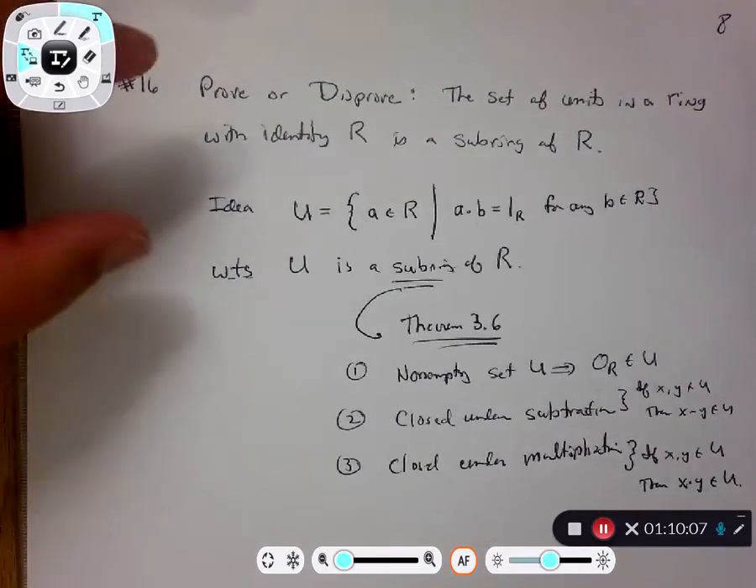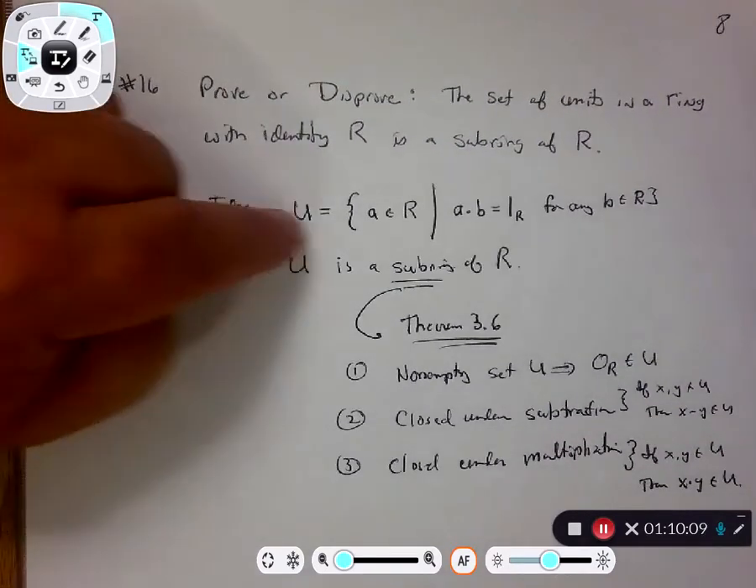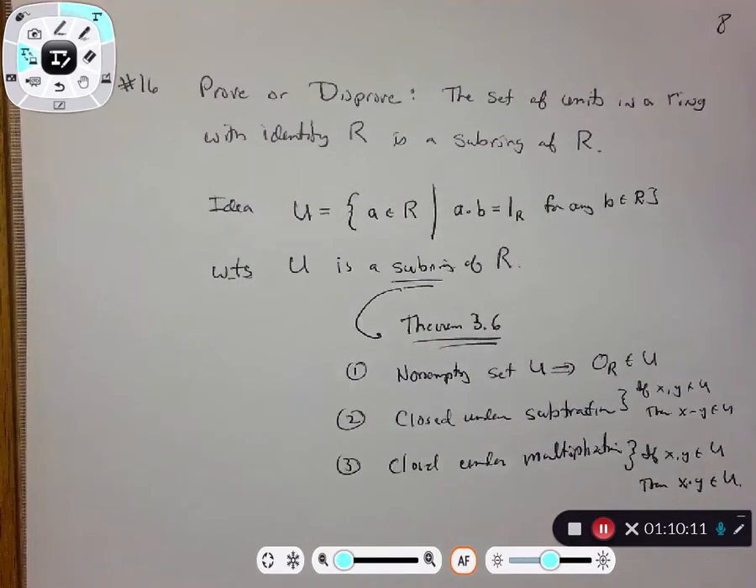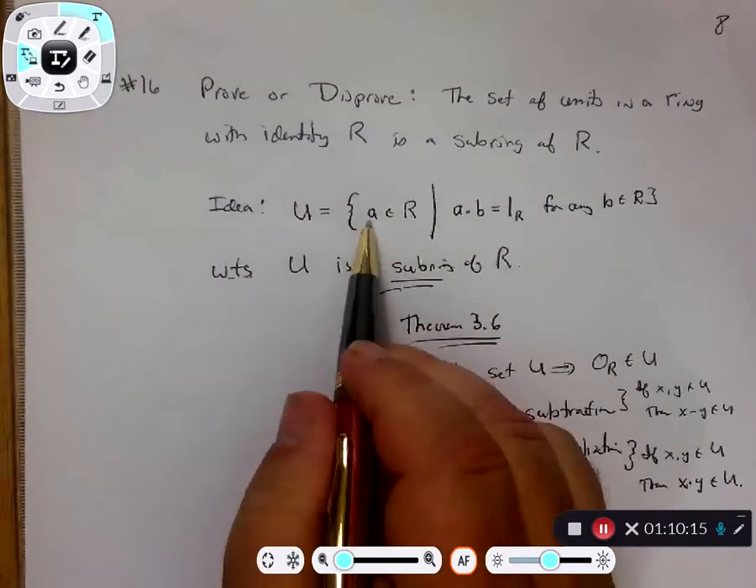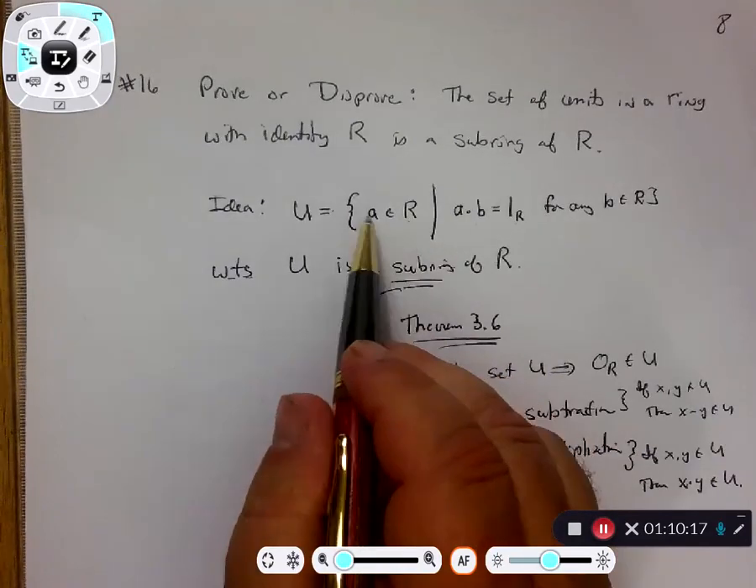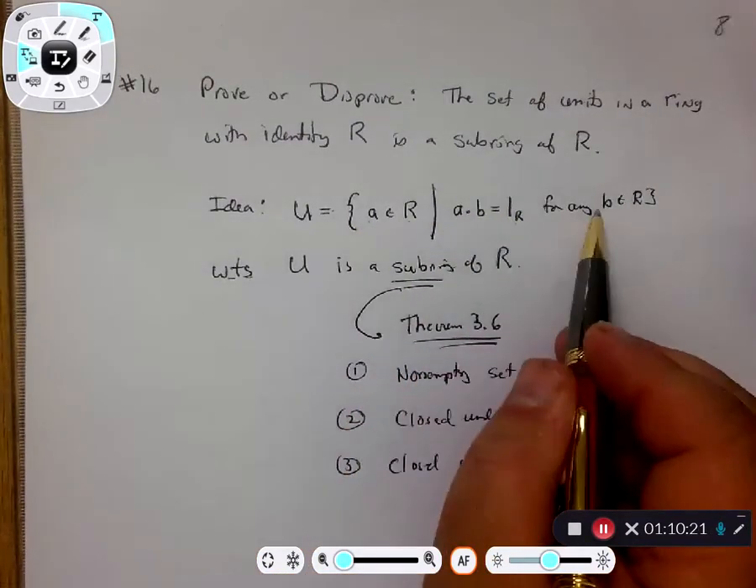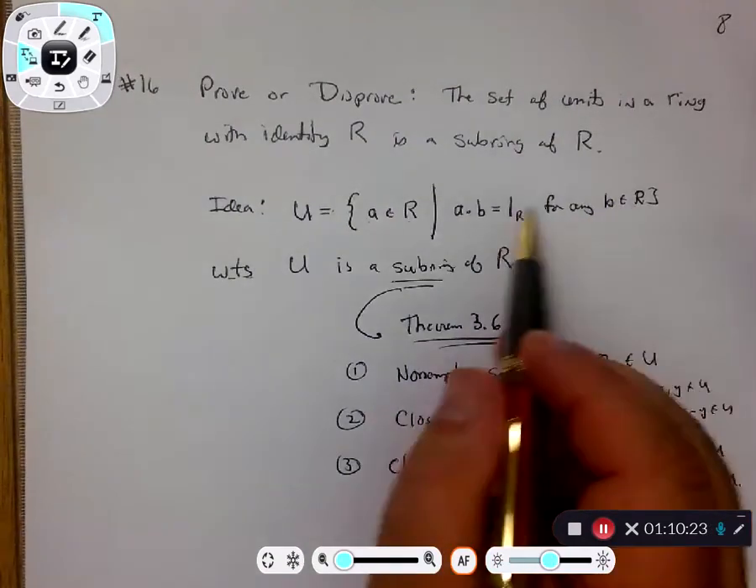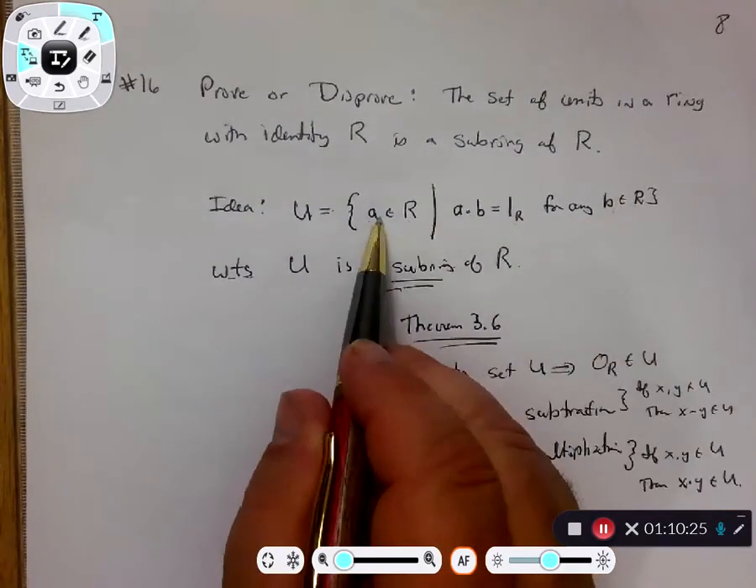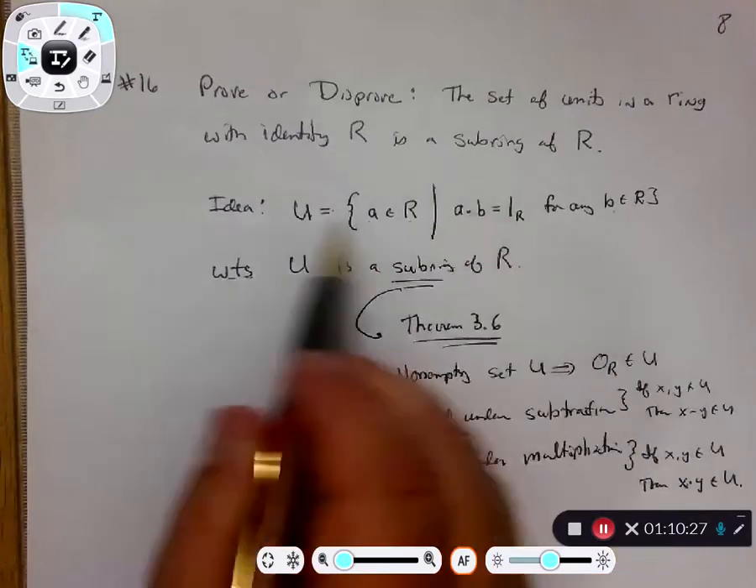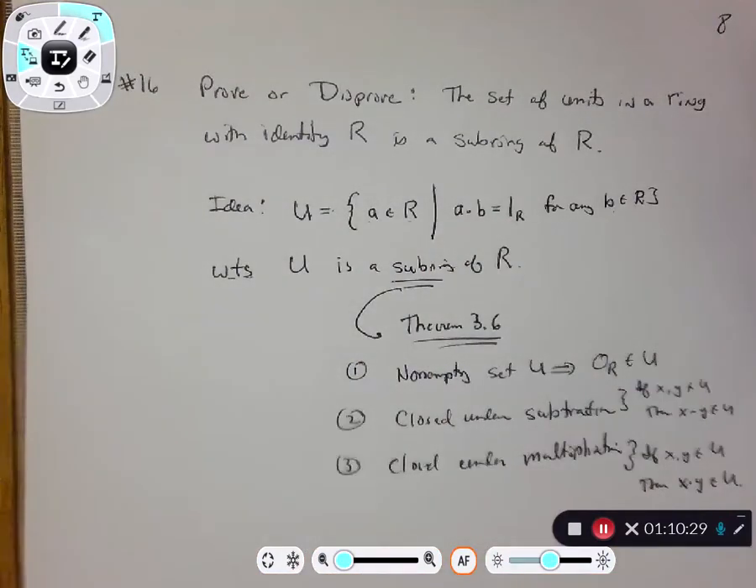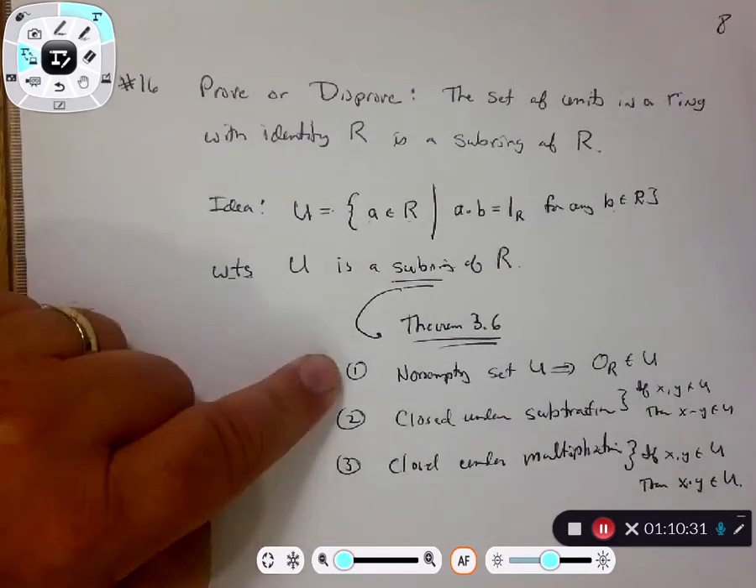So remember the question. The question is this set, and I've written them in set notation because that's typically how we're going to give these to you. The set of elements A from R, R's a ring now, the set of elements A from R such that A times B is equal to 1 for any B in R. So you pick yourself a B, and there's going to be this A in R, and their product is equal to 1. All right.